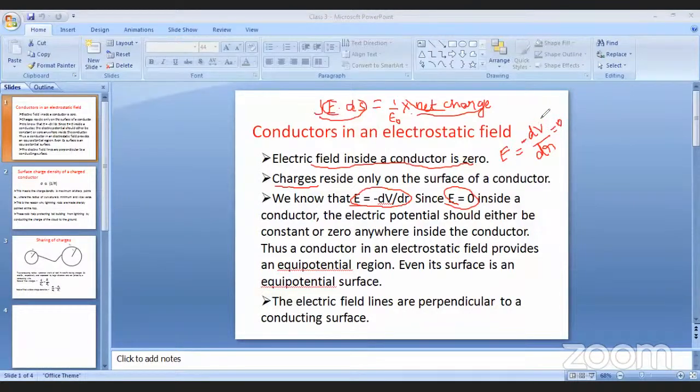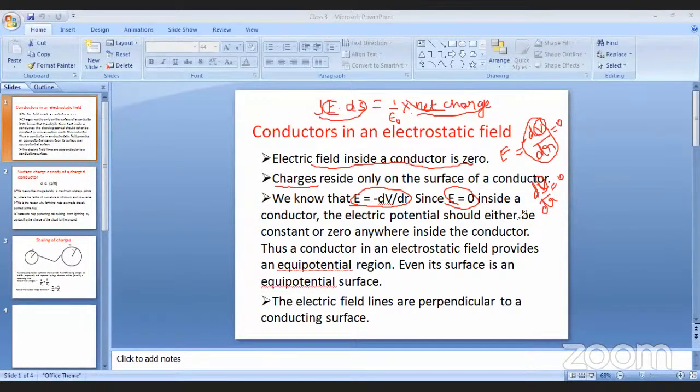So here you are getting minus dV by dr equal to 0. Whenever you differentiate a particular quantity and you get 0, what is the meaning of that? Actually, that quantity is a constant one. So here you have dV by dr equal to 0. That means the potential is a constant quantity. So the electric potential is actually constant or 0 anywhere inside the conductor.